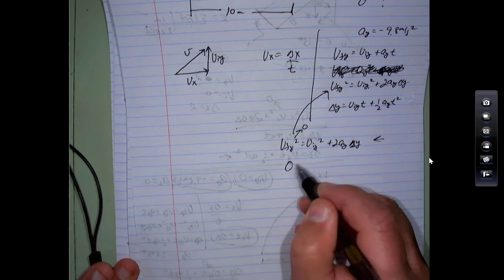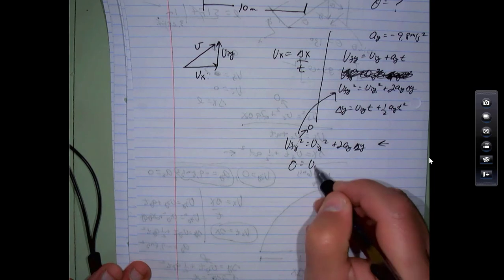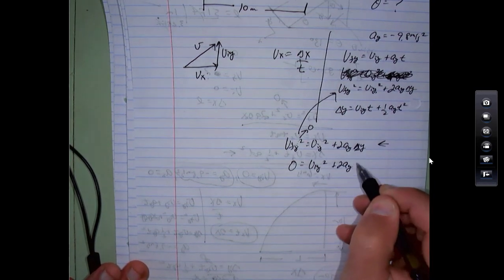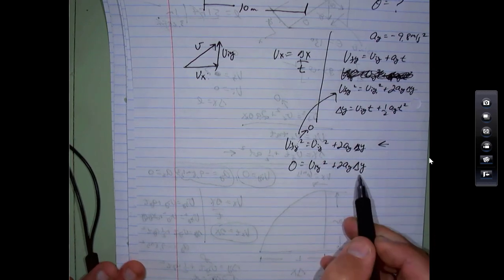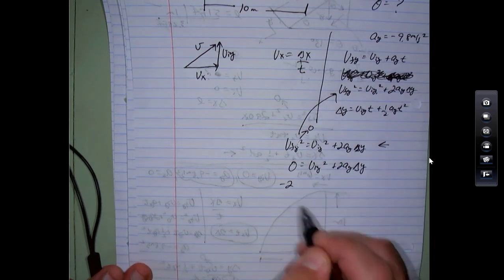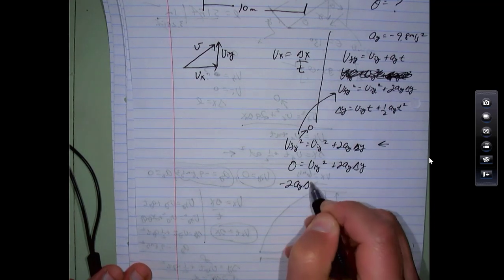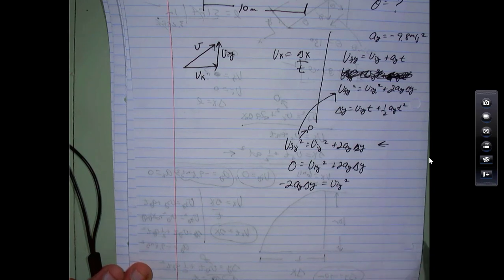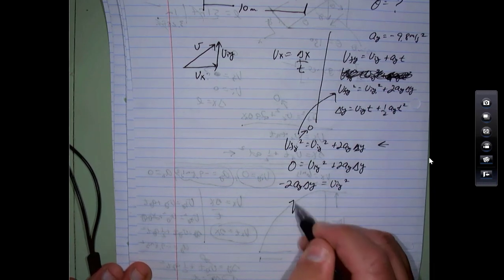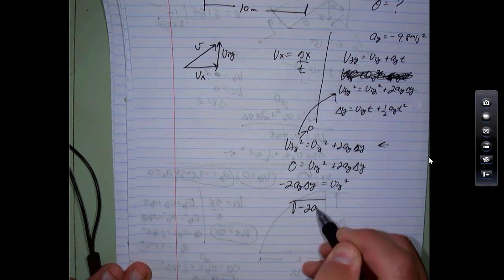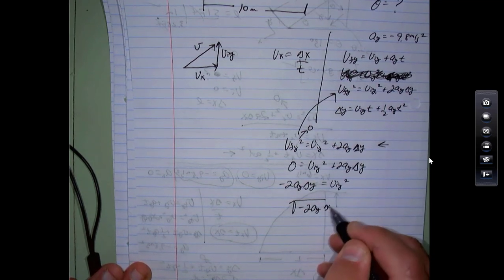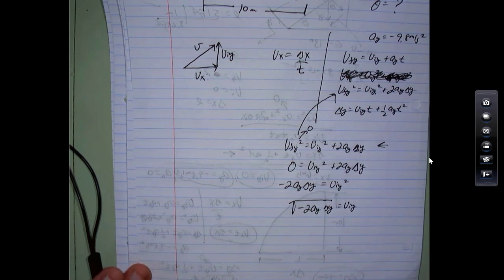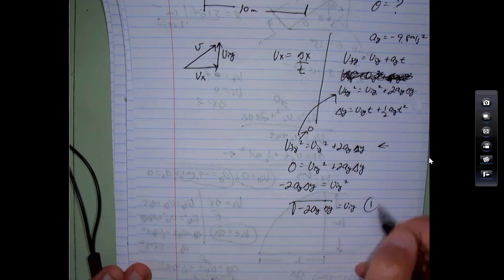I'll just throw in this step of algebra here. I still have the initial velocity in the y squared plus 2 acceleration in the y delta y. And then I've got to subtract this from both sides. So negative 2 acceleration in the y delta y is equal to the initial velocity in the y squared, and then you'll have to take the square root of both sides. Don't worry about the negative sign, because you know the acceleration in the y is negative, so the negative signs cancel out. So you can use this to figure out the initial velocity in the y direction. That's the first thing you have to do.